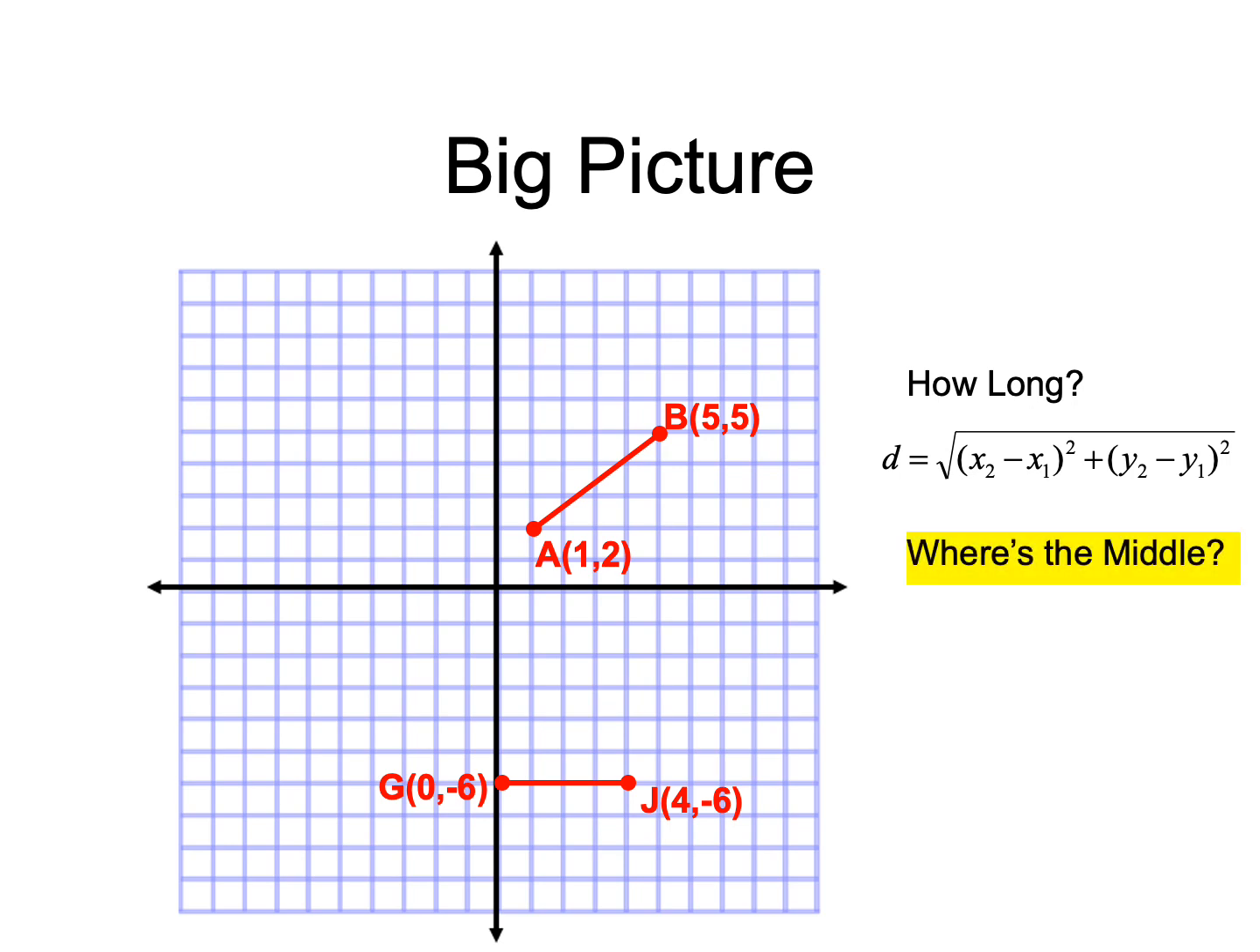Where is the middle on a horizontal or vertical line is really easy, but on a diagonal line, I mean, look visually, look at that diagonal line, AB, or that line segment. It would be hard to figure out where the middle is exactly. For GJ, that would be pretty easy to find the middle, right? But for AB, it's a little bit more challenging. We need a formula. So we need another formula. And this formula will tell us where the middle is.